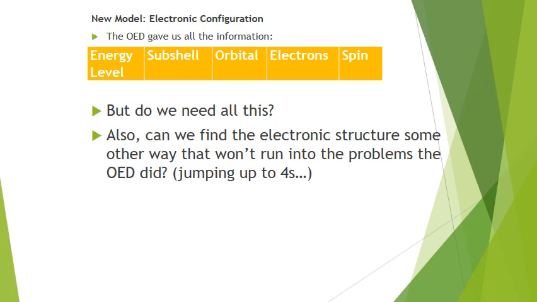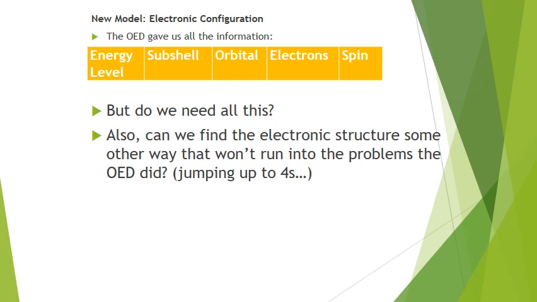Okay, so right, as we just said, I want to come up with another model that can figure out where the electrons are in the atom, but not use the orbital energy diagram because, like I said, it gets a little crazy once you get in energy level 4.